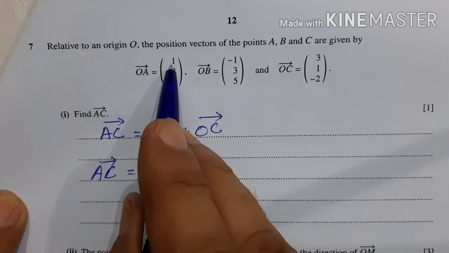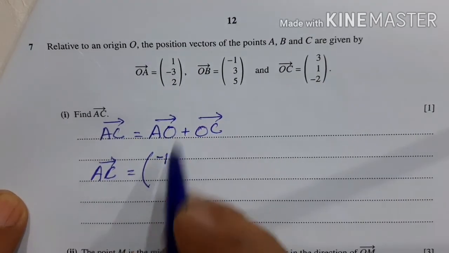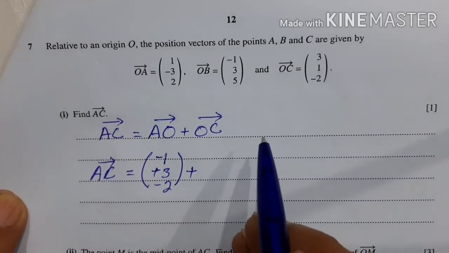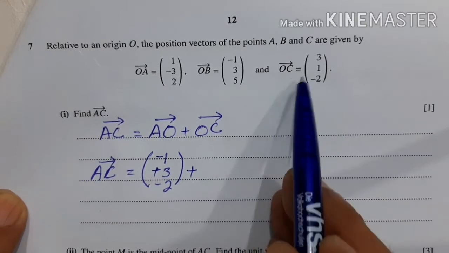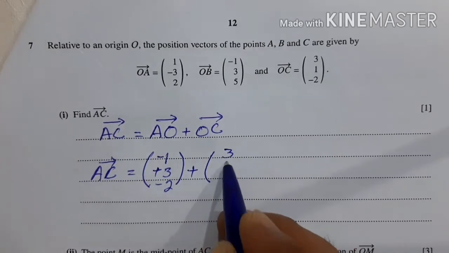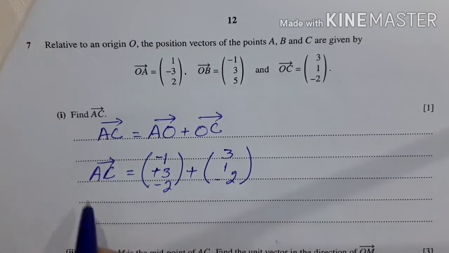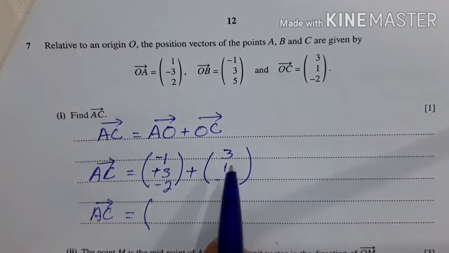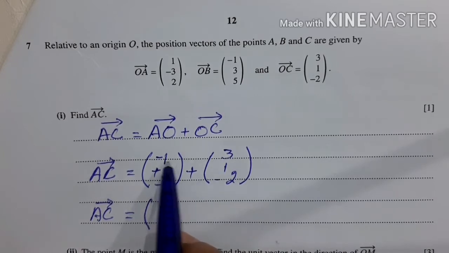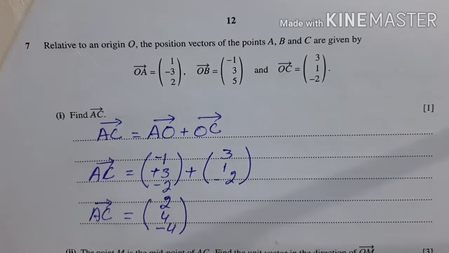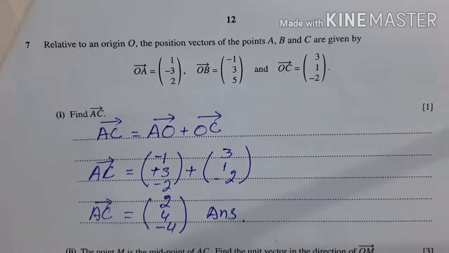So AO will be (-1, 3, -2) plus OC, which we use as it is, that will be (3, 1, -2). So AC, by adding them, will become 3 minus 1 is 2, 3 plus 1 is 4, minus 2 minus 2 is minus 4. So (2, 4, -4). This is our answer for AC.